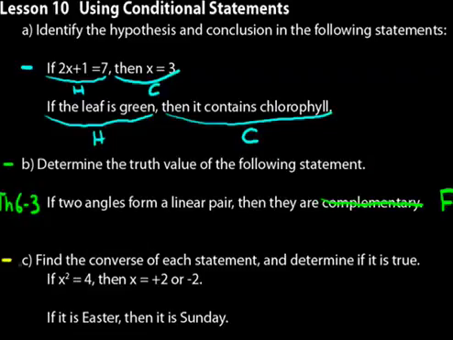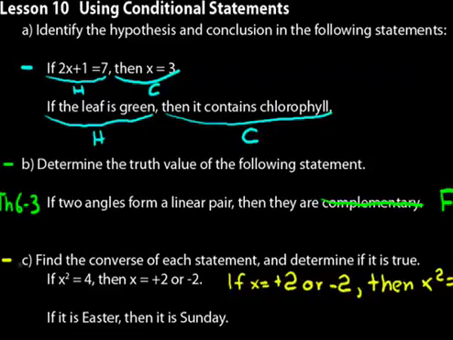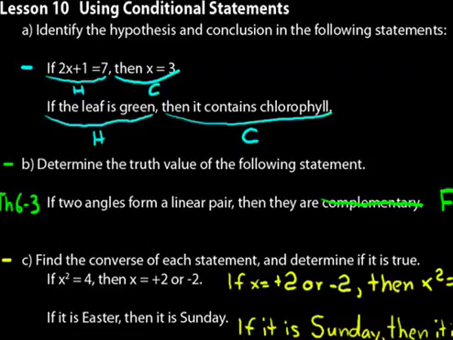Problem C, find the converse of each statement, then determine if it's true. So the first one, we would say if x equals +2 or -2, then x squared equals 4. And that's true. So we can just say T for true there. And then the other statement, the converse would be if it is Sunday, then it is Easter. That would be false. Not every Sunday is Easter Sunday, just one time a year.